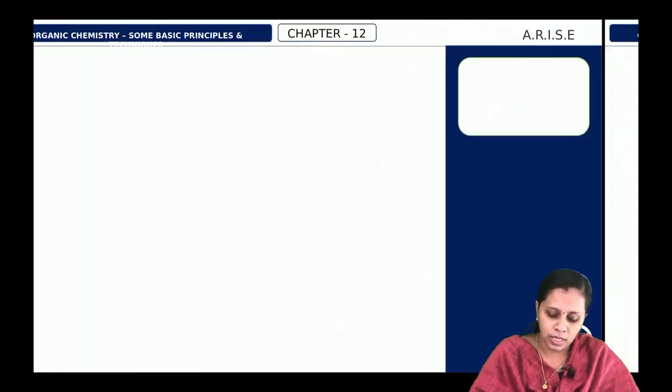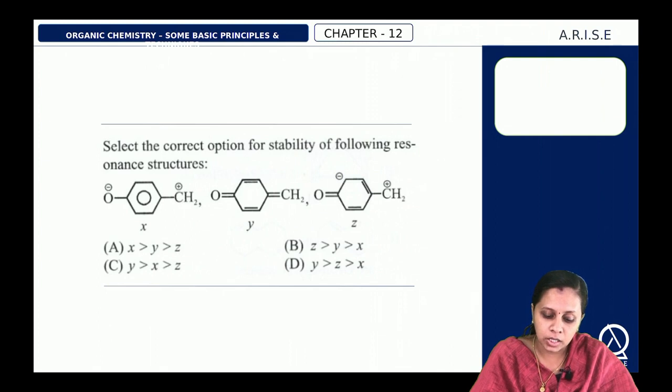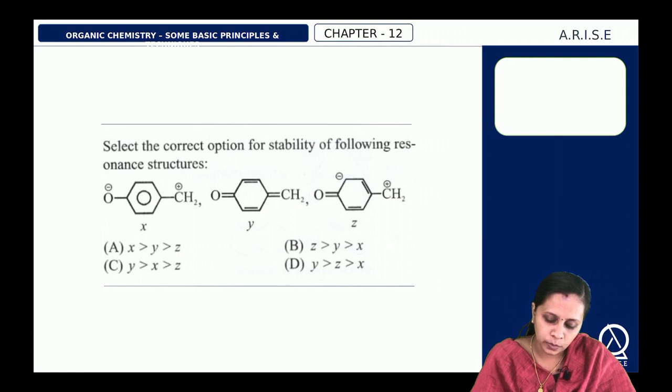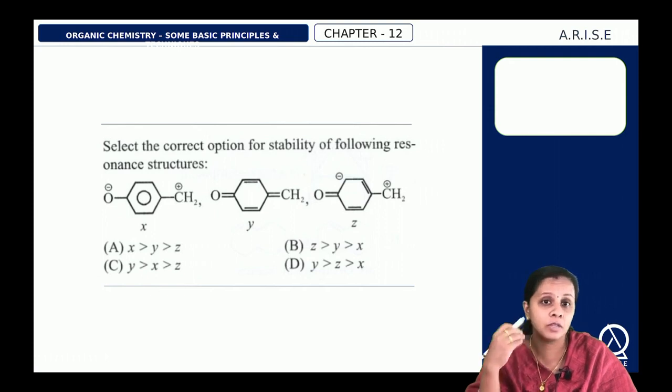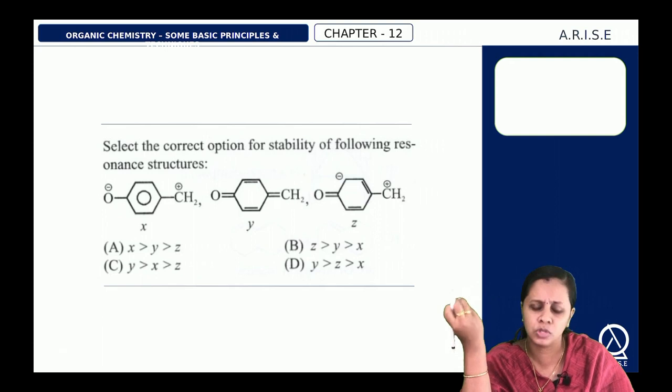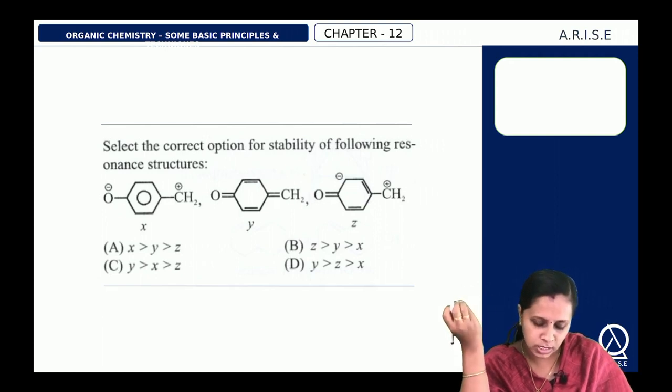Now, moving on to the next question. Select the correct option for the stability of the following resonating structures. Again, a carbanion. So, let us consider. We have X, Y, Z. Obviously, Y will be the stable one because it does not have any charge. Obviously, the presence of charge is an indication of destabilization. So, without charge will be more stable. So, obviously, Y is more stable.